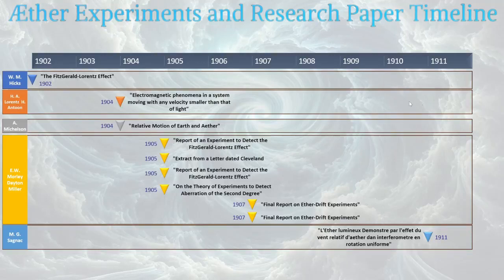So we have the Fitzgerald-Lorentz effect from Hicks in 1902. There's also some before 1900, but the timeline won't include that. We have Lorentz coming through with electromagnetic phenomena in a system with any velocity other than light in 1904. Relative motion of the Earth and the ether by Michelson in 1904. Report of an experiment to detect the Fitzgerald-Lorentz effect, 1905, by Dayton Miller. Also by Dayton Miller, extract from a letter dated Cleveland, where he goes over the interferometry readings of the ether wind and how it affects the speed of light.